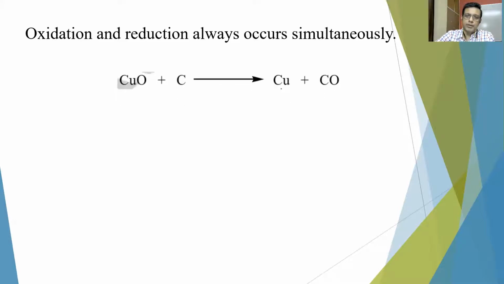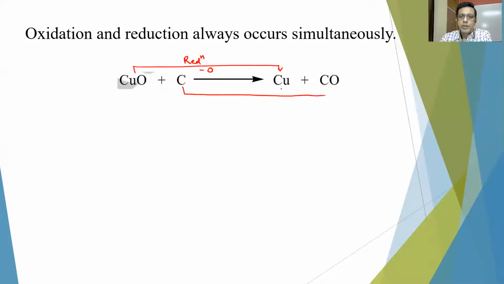So if we talk about these examples, in the first example, copper oxide is getting converted to copper. So during the process, it has lost oxygen. So loss of oxygen is reduction. That means copper oxide is reduced to metallic copper, and carbon becomes carbon monoxide. When carbon becomes carbon monoxide, it has taken oxygen, and addition of oxygen is called oxidation. That means in this reaction, copper oxide is reduced to copper and carbon is oxidized to carbon monoxide.